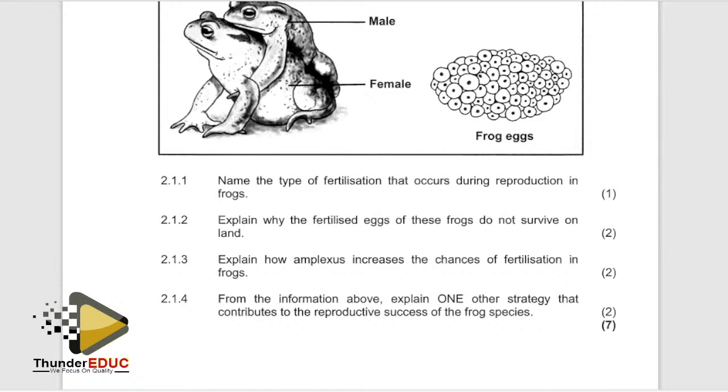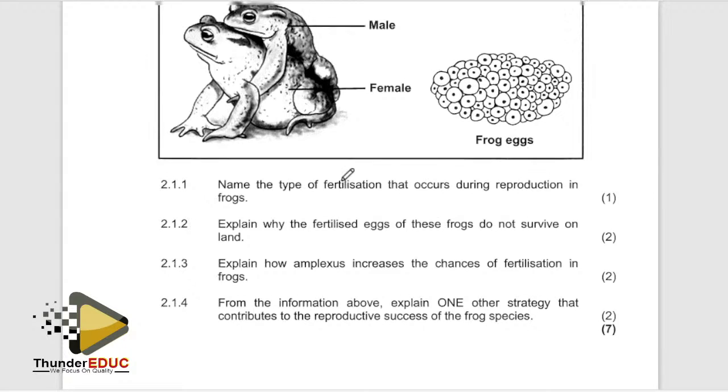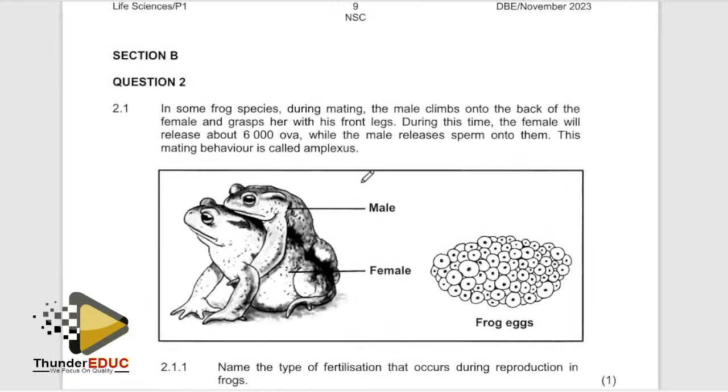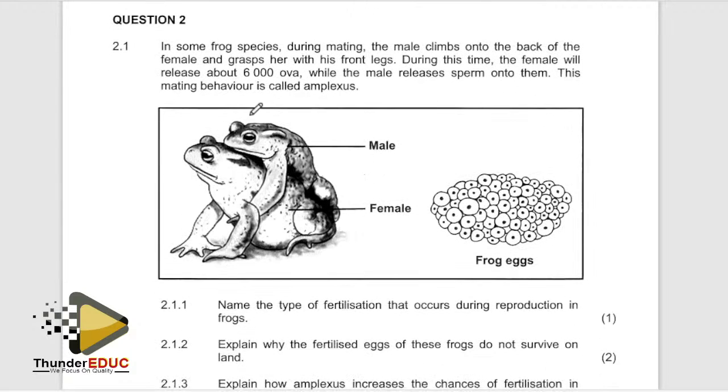I was talking about this question. The egg is external, is internal, is external, is internal. Okay, some frog species during mating, during sex, the male climbs onto the back of the female.